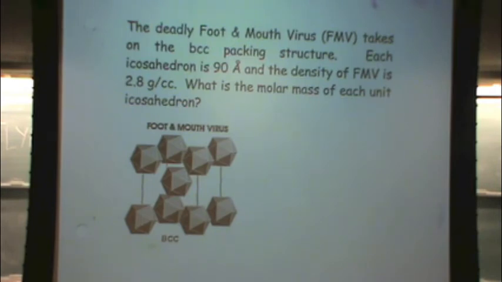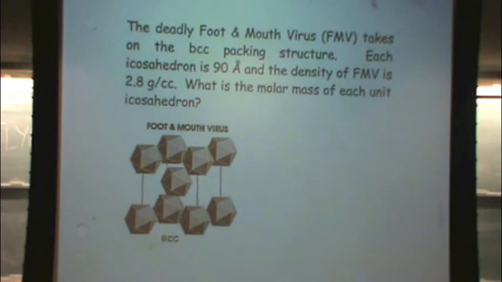I'll give you a little bit to write it down. If you see cc, like grams per cc, cc means cubic centimeter, so centimeter cubed. Okay? So what we want to do, based on what we know, is find the molar mass of this foot and mouth virus. Would you expect that to be a relatively small number or relatively big number for the molar mass?